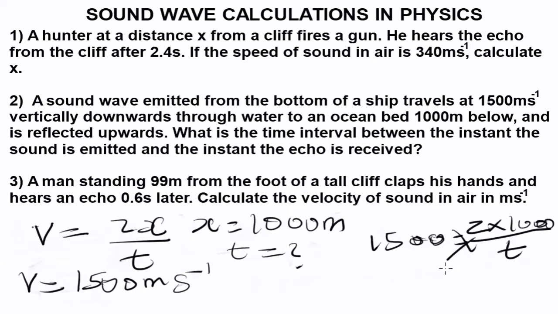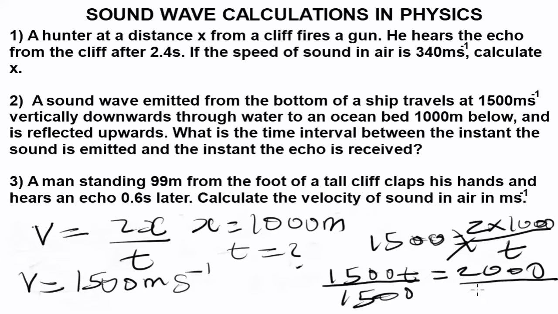When you cross multiply, you're going to have 1,500 t equals 2 times 1,000, which equals 2,000. To make t the subject of the formula, divide both sides by 1,500. This 0 cancels this 0, and this 0 cancels this 0, so we'll be left with 20 divided by 15. Dividing both by 5, 20 divided by 5 gives us 4, and 15 divided by 5 gives us 3. So this will be our answer.